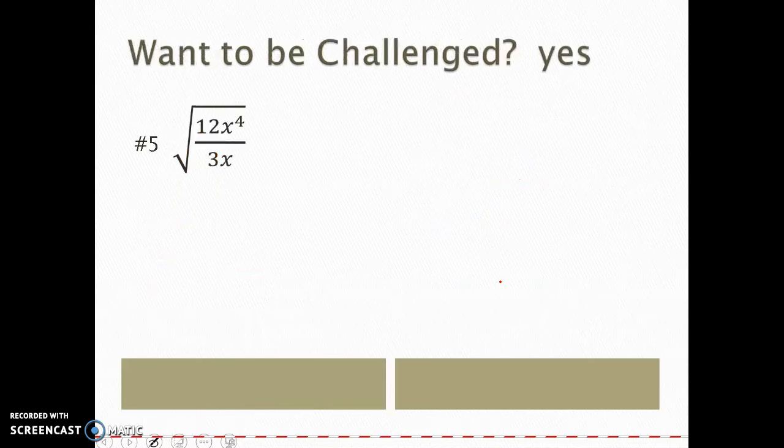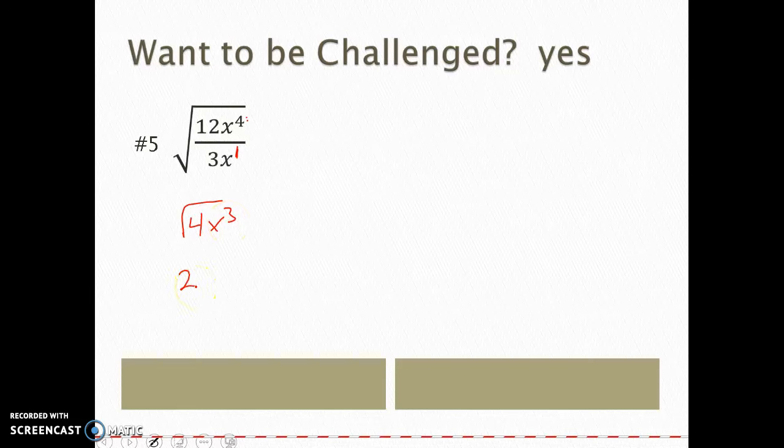All right, let's move on here. Number 5. So what I'm going to do here is divide these. 12 divided by 3 is simply 4. So this is the square root of 4. And x to the fourth, this is x to the first down here. I could subtract those if I use the quotient property. 4 minus 1 is x to the third. And so then I'm going to take the square root of 4 is 2.